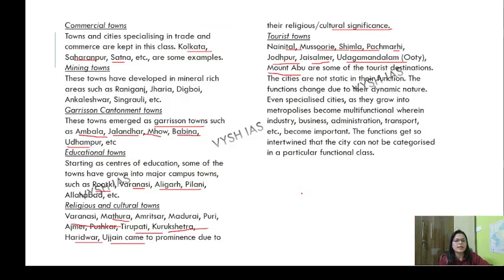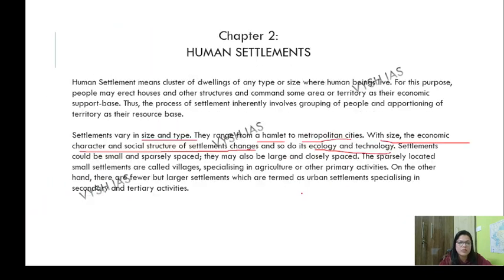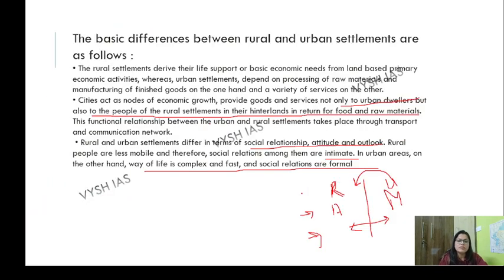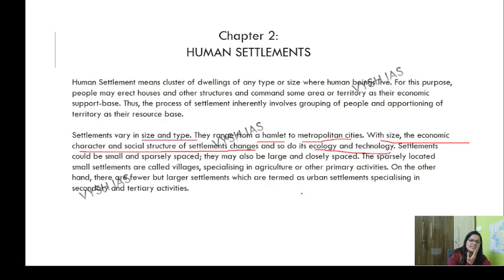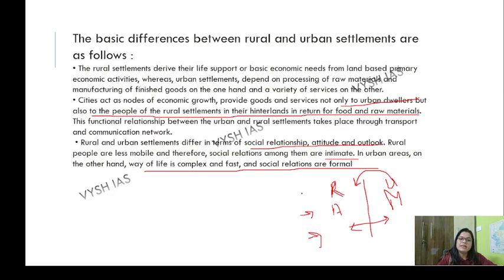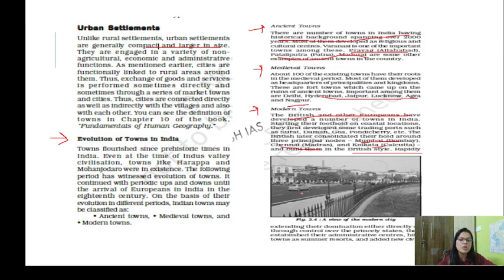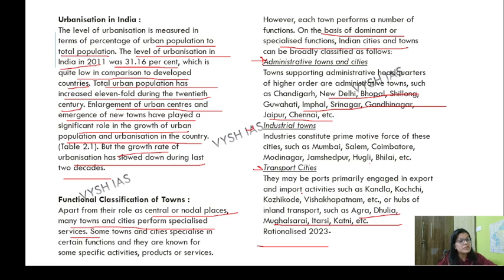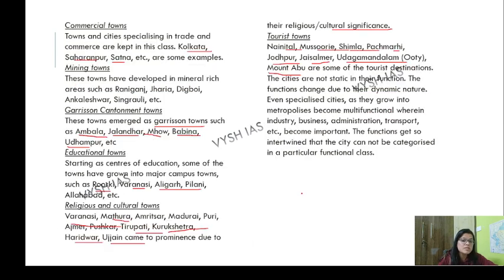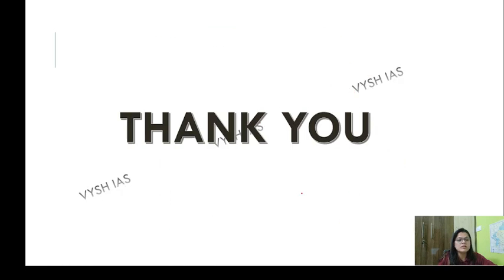Alright? Then let me just take you back. What have we studied? Human settlement. We talked about size and type, from hamlet to megacity. Then the basic difference between rural and urban settlements. Types of rural settlement. Urban settlements, how evolution of towns in India took place, ancient, medieval, modern. Then urbanization in India. What are the functional classifications of towns? Then Smart City Mission.